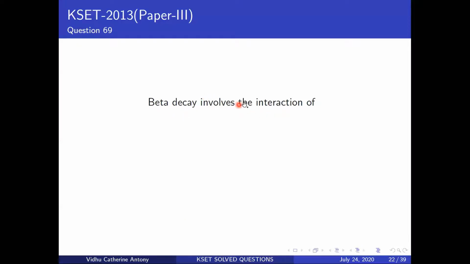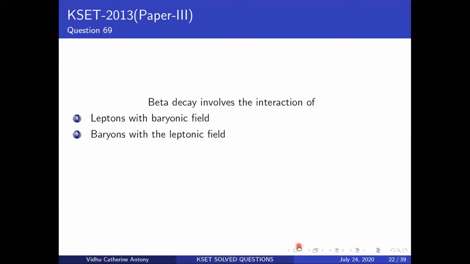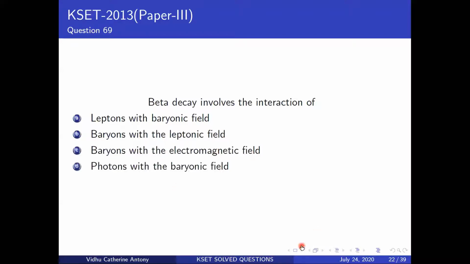Beta decay involves the interaction of leptons with baryonic field, baryons with leptonic field, baryons with electromagnetic field, photons with baryonic field. If you look at your beta decays, I will try and show you these terminologies, what you mean by leptons, baryons, as we go along. But I don't think I'll be able to cover it because it's such an extensive topic.